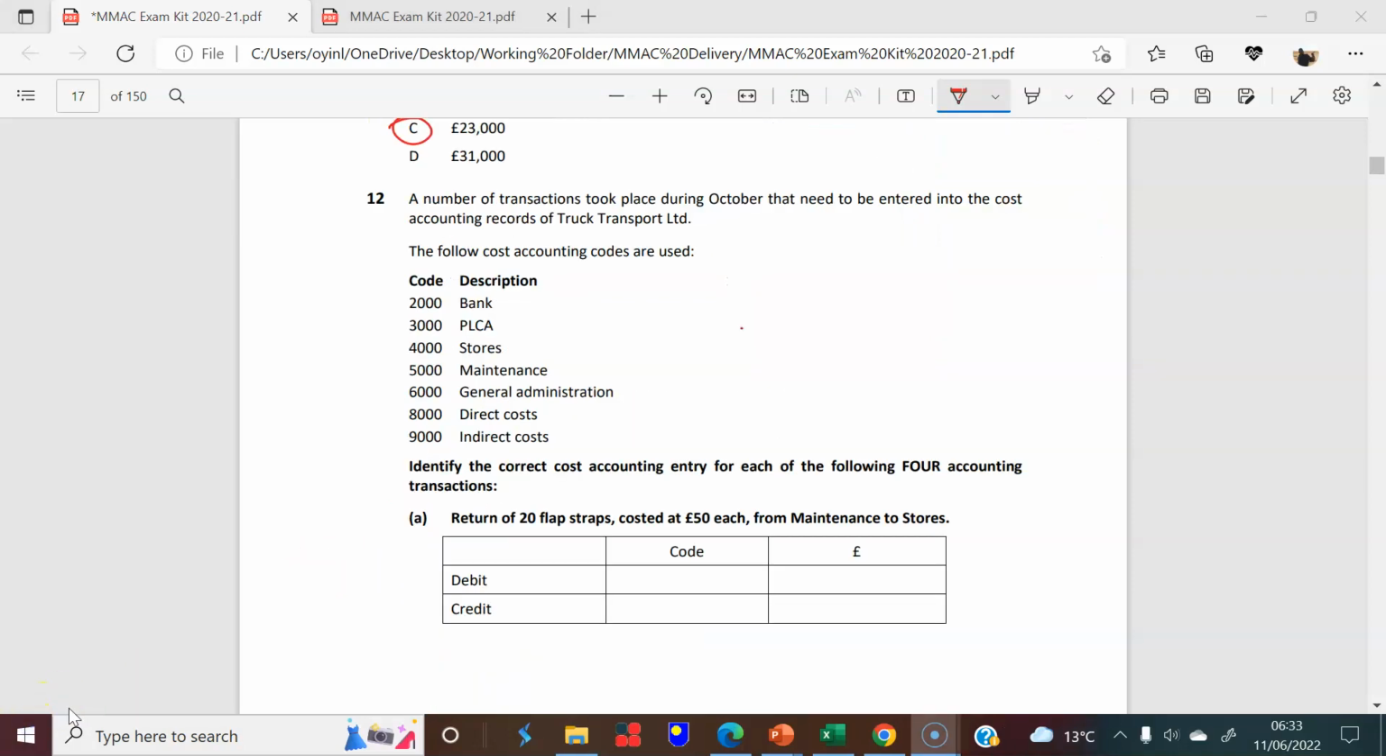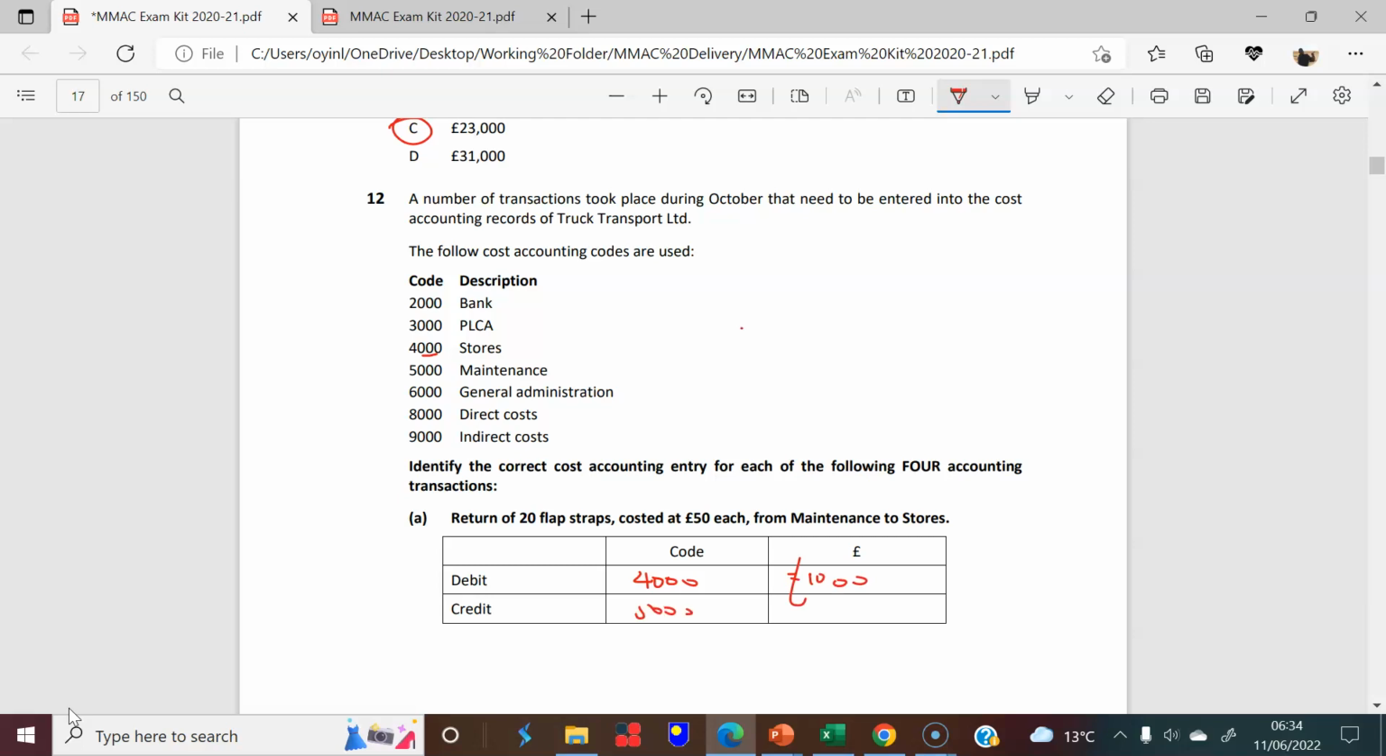Question 12 is really an exercise in double entry, isn't it? We have the first one here. So you're looking at these and you're just thinking who's receiving the goods and who's let them go. So if you're receiving, it's a debit. And of course, if you're letting them go, it's a credit. So who's receiving the goods? These goods are returning to stores, right? They're coming back to stores. So this is a return. So we know we're definitely debiting stores. And the code is, of course, 4,000. It's for 20 flap straps at £50 each, and that's of course £1,000.